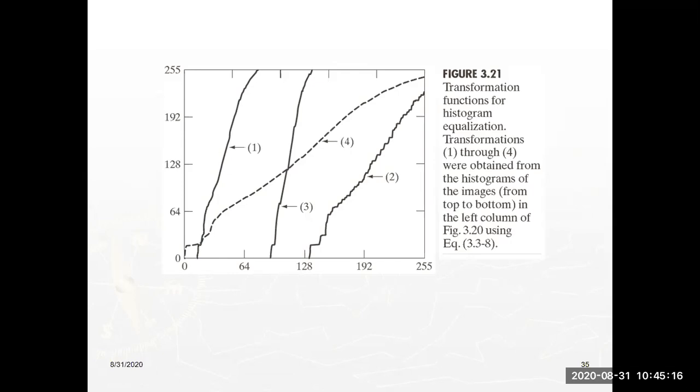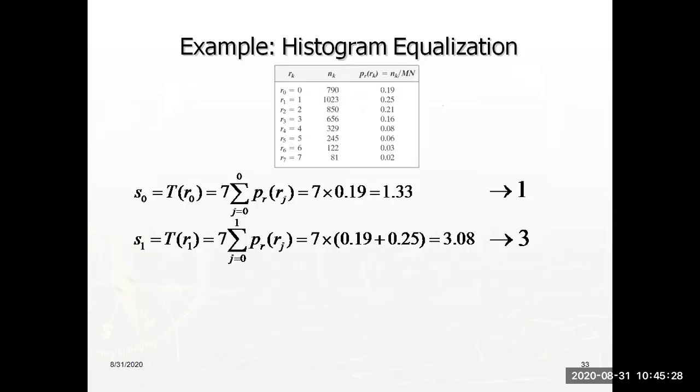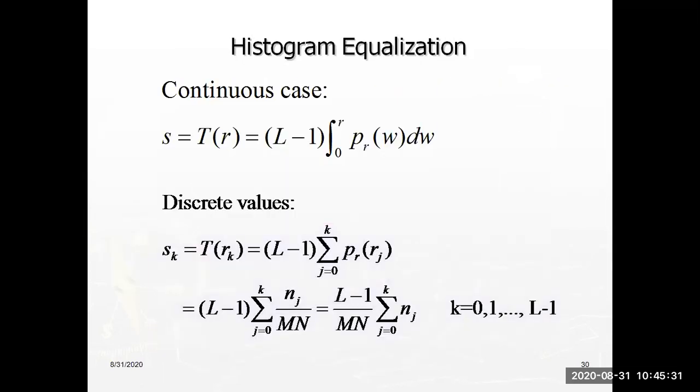Remember, first we calculated the analog transformation function, and that analog transformation can be modified into discrete values by changing simply this w, which is replaced with r suffix j, and r_k is replaced with s_k. So s_k equals T of r_k equals L minus 1 times the sum over j equal to 0 to k of p_r(r_j). This is our fundamental formula to calculate histogram equalization.